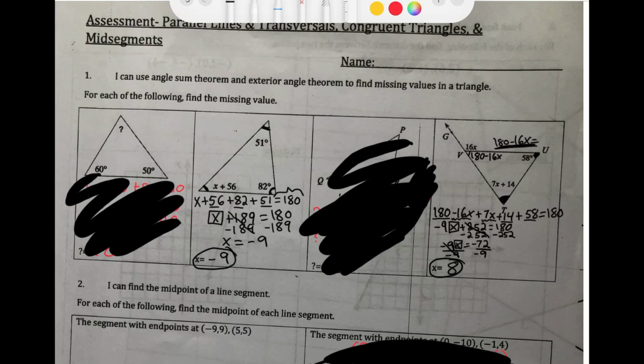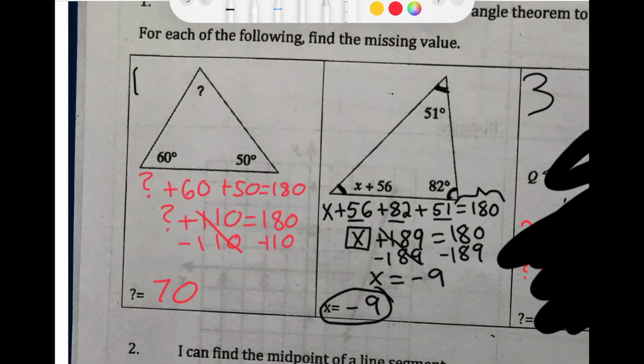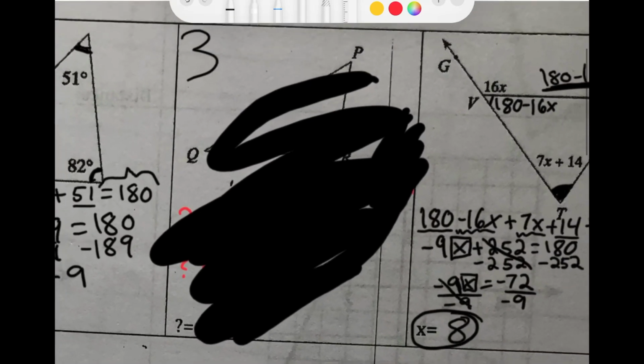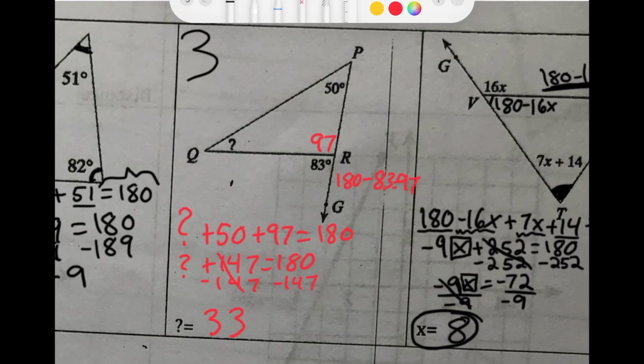If you will, pause your video and attempt number 1 and number 3. For number 1, you should have followed these steps and gotten 70 for your missing angle. For 3, you should have gotten 33 as your missing angle. Alright, let's move on.